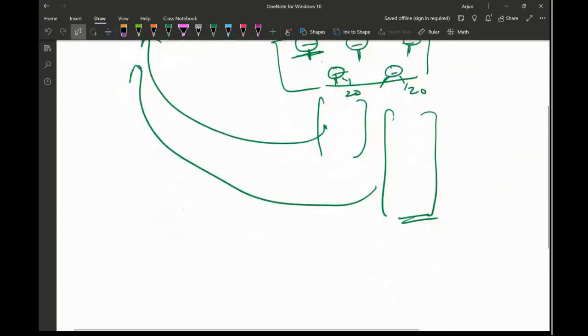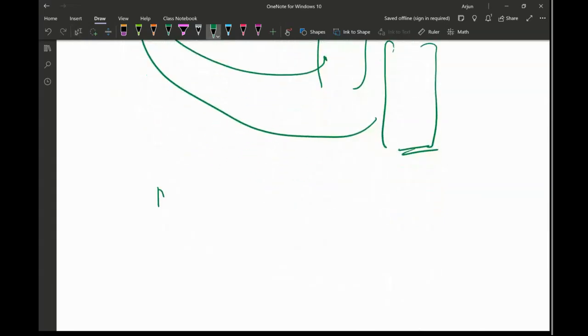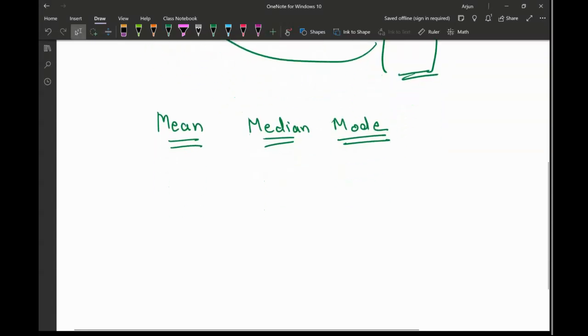Now, one more thing I wanted to talk about. You will learn about mean, median, mode. In your formula booklet, you will see the formulas for these. First of all, I'll talk about the mean. Mean of a sample is represented by x bar, and mean of a population is represented by mu. The formula is the same. It's just the representation that is a little different.